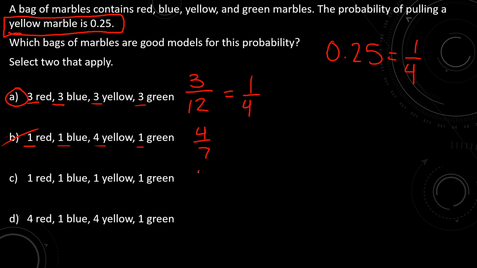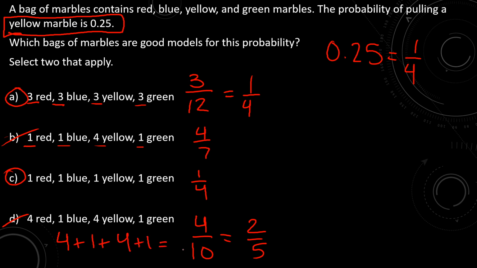For this one here, I have 1 yellow out of 4. That one works. Here I have 4 yellow out of 10, and this simplifies to 2 over 5, which is not 1/4. So again, to get those denominator numbers, I was adding together all of the marbles. So for example, D, I would do 4 plus 1 plus 4 plus 1, and that's how I got this 10 here.